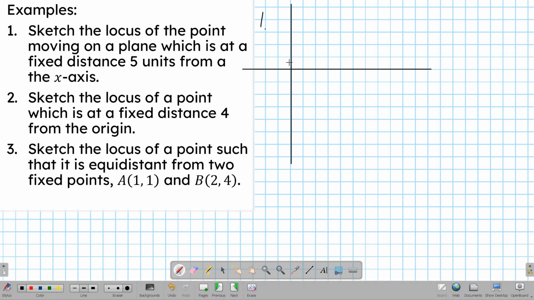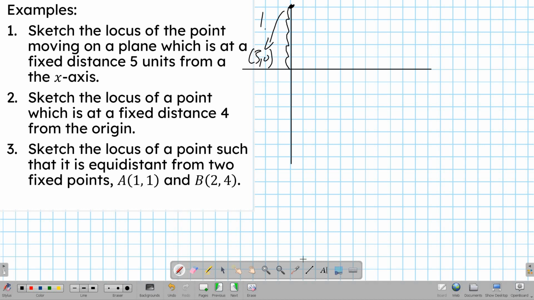For example, right on the y-axis is the point. So, 1, 2, 3, 4, 5. This point, which is actually (0, 5), has a distance of 5 from the x-axis. Now, sketch the locus of points moving on a plane which is at a distance of 5 units from the x-axis.